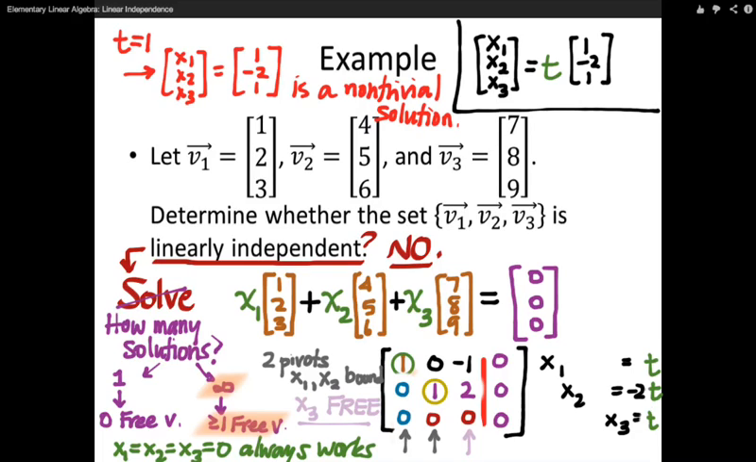And you can check that if we take 1 times this first vector minus 2 times the second vector plus 1 times the third vector, we do indeed get 0, 0, 0. And so we have a linear dependence between these three vectors.